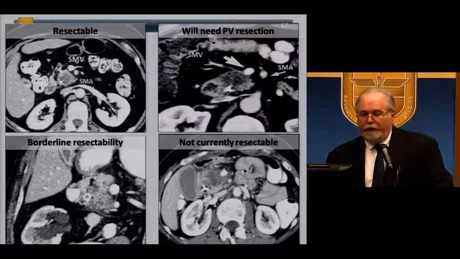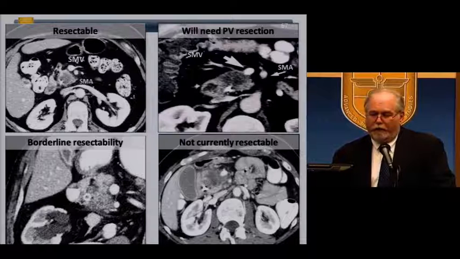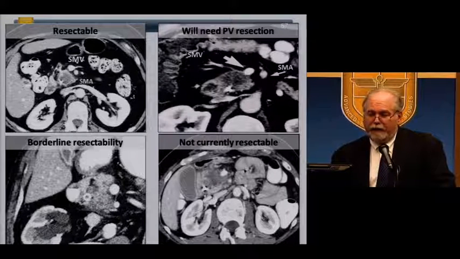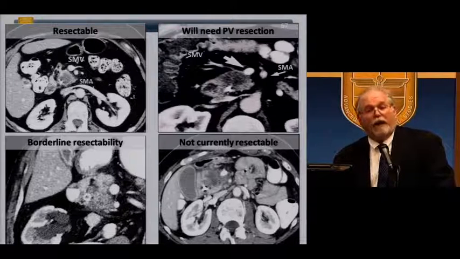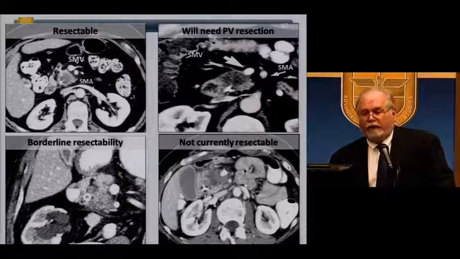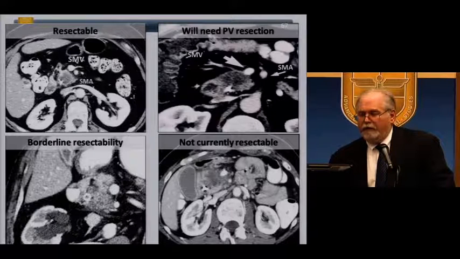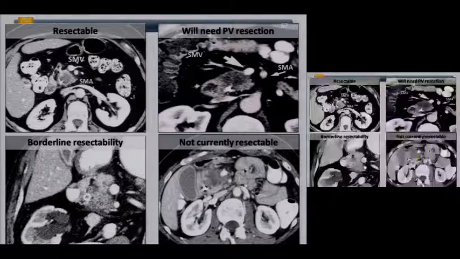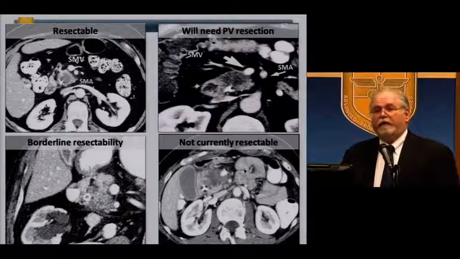Again, here's another one with borderline resectability. Here's your SMA, and you can see that it's abutting the SMA. The SMV looks pretty clear. This also would likely be recommended for neoadjuvant therapy. And here, where the tumor is within the vessel, or the vessel is within the tumor, they're not likely to be resectable. So more and more patients are being referred for neoadjuvant therapy these days.